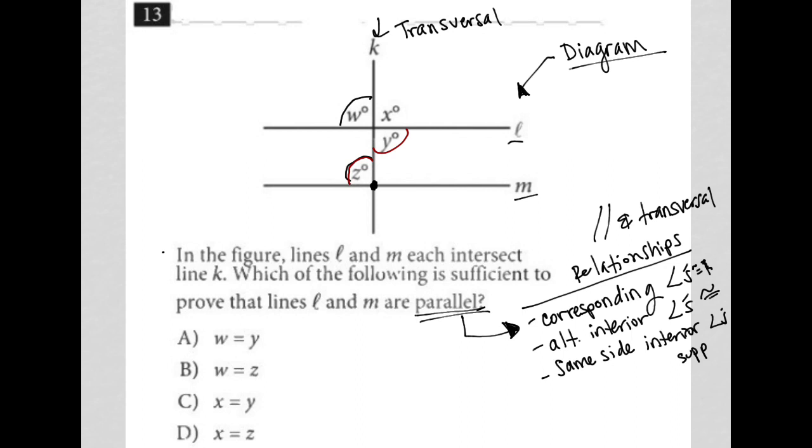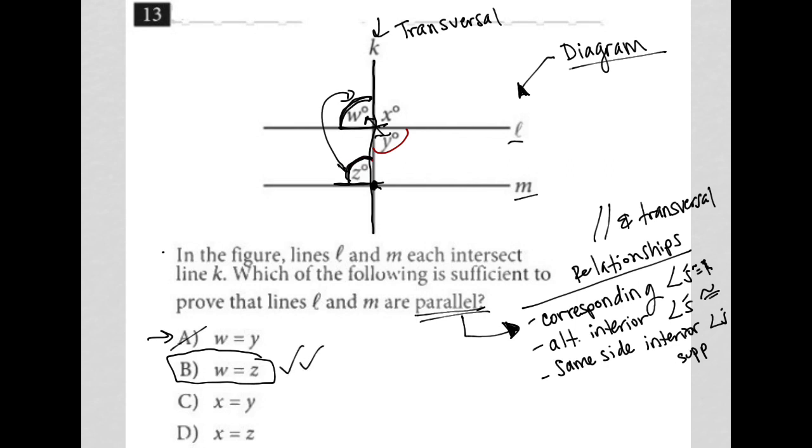So the first choice says W equals Y. W equaling Y is actually true. Those are vertical angles, but it tells us nothing about whether line L and M are parallel, so A is gone. W equals Z, well, yes, so I pointed that out before. Those are corresponding angles. Notice that they are both made in the same way, is kind of how I like to describe it, meaning that they both are made by this transversal and a horizontal line. So if those two angles were equal to each other, then that would prove that line L and M are parallel, so I'm 100% certain that's the correct answer.